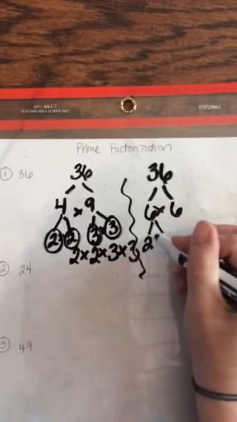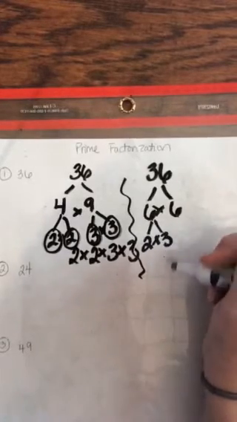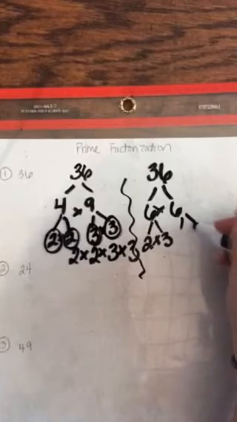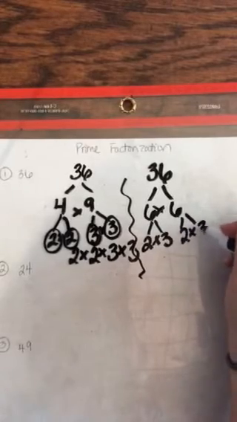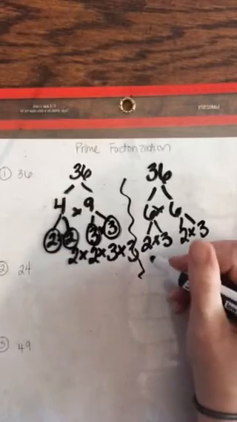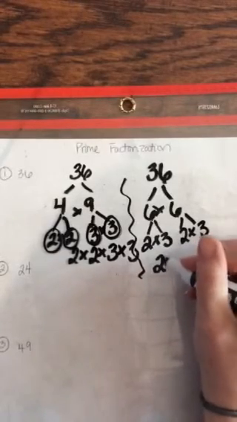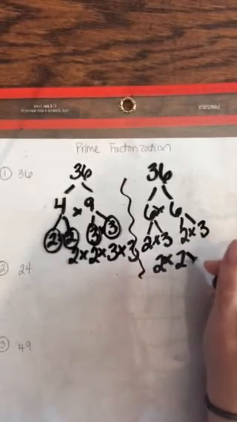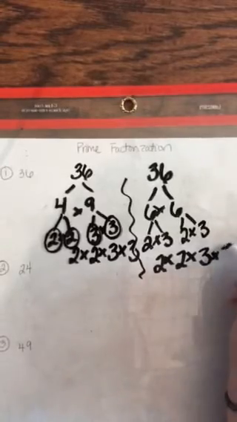I would break it down into 2 times 3. And 6 can also, again, be broken down into 2 times 3. Now, again, I'm going to write this from least to greatest, so I'm going to have to rearrange a little bit. 2 times 2 times 3 times 3.